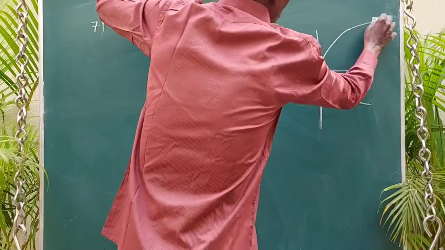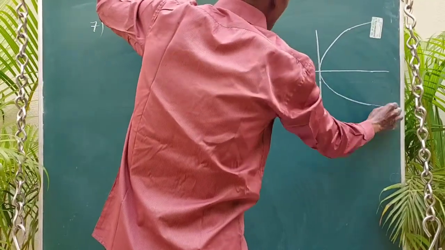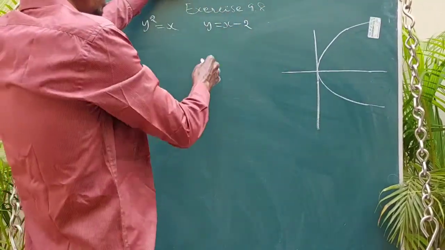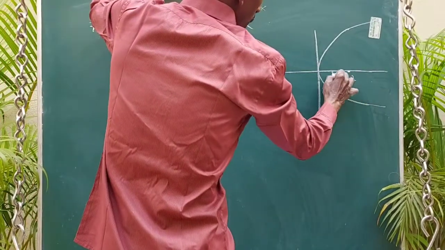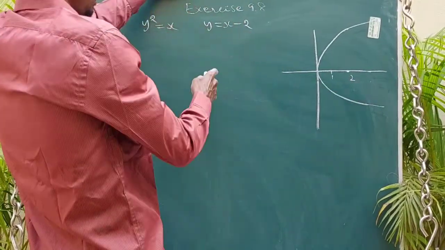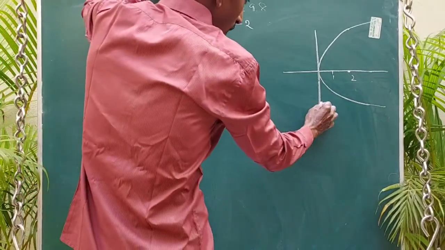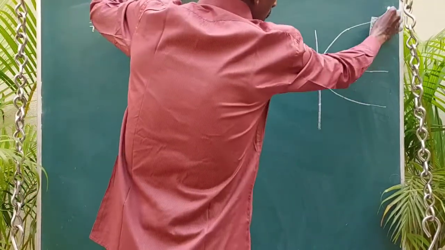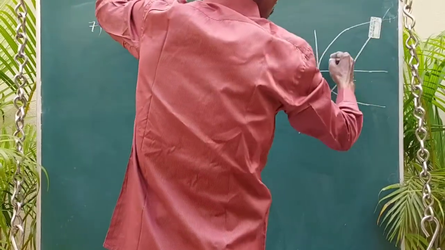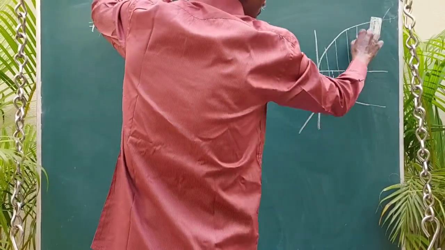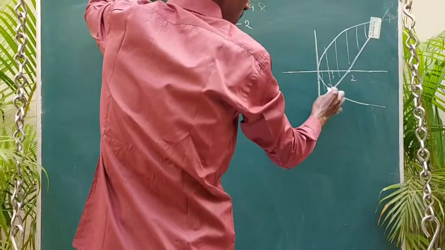If we want to draw the straight line, again mark the x intercept and y intercept. By putting y equal to 0 we get x equal to 2, and putting x equal to 0 we get y equal to minus 2. If we join these two points, we get the straight line. So this is the shaded region. Our aim is to find out this area.